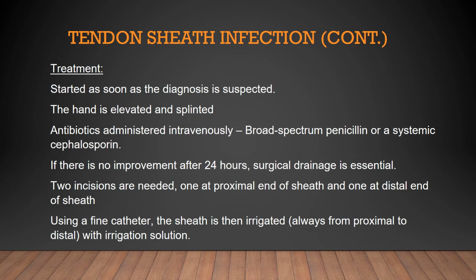For the treatment of tendon sheath infection, it would start as soon as a diagnosis is suspected. The hand will be elevated and splinted. Antibiotics would then be administered intravenously, either a broad spectrum penicillin or a systemic cephalosporin. If there's no improvement after 24 hours, surgical drainage will then be essential. Two incisions are needed, one at the proximal end of the sheath and one at the distal end of the sheath. Using a fine catheter, the sheath would then be irrigated, and this irrigation must always be from the proximal side of the hand to the distal part of the hand with irrigation solution.